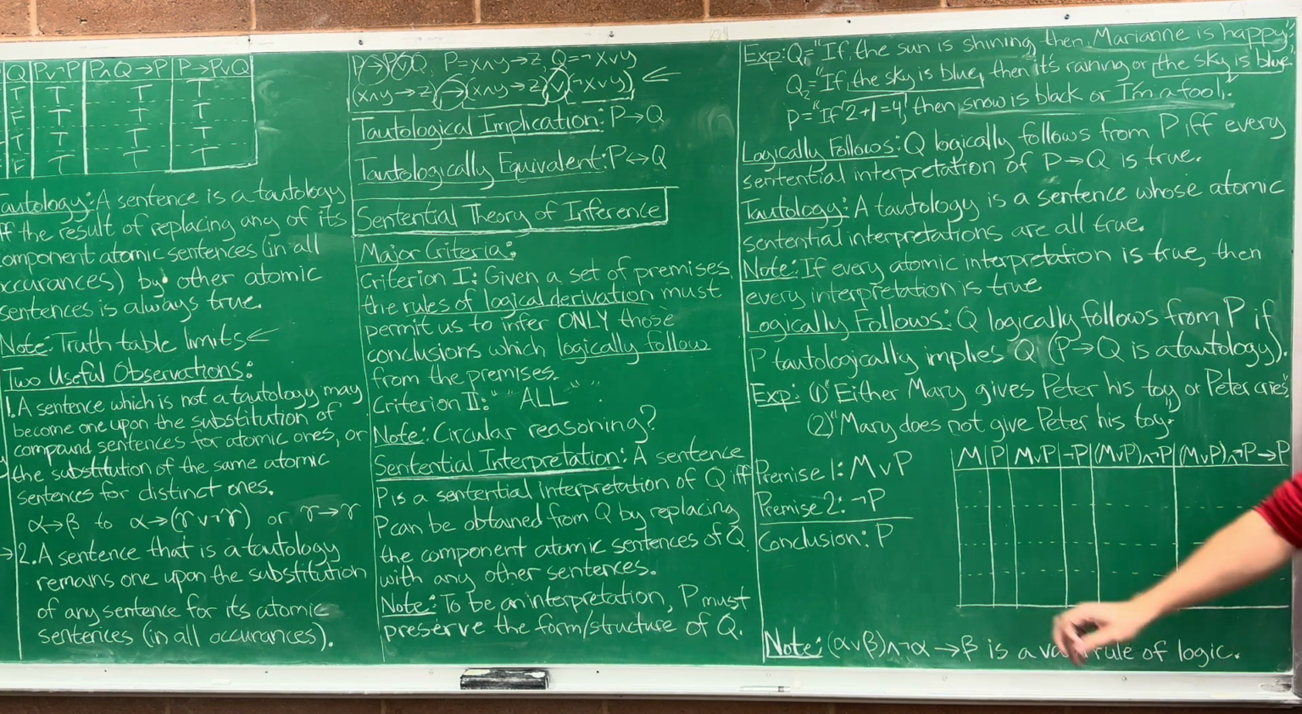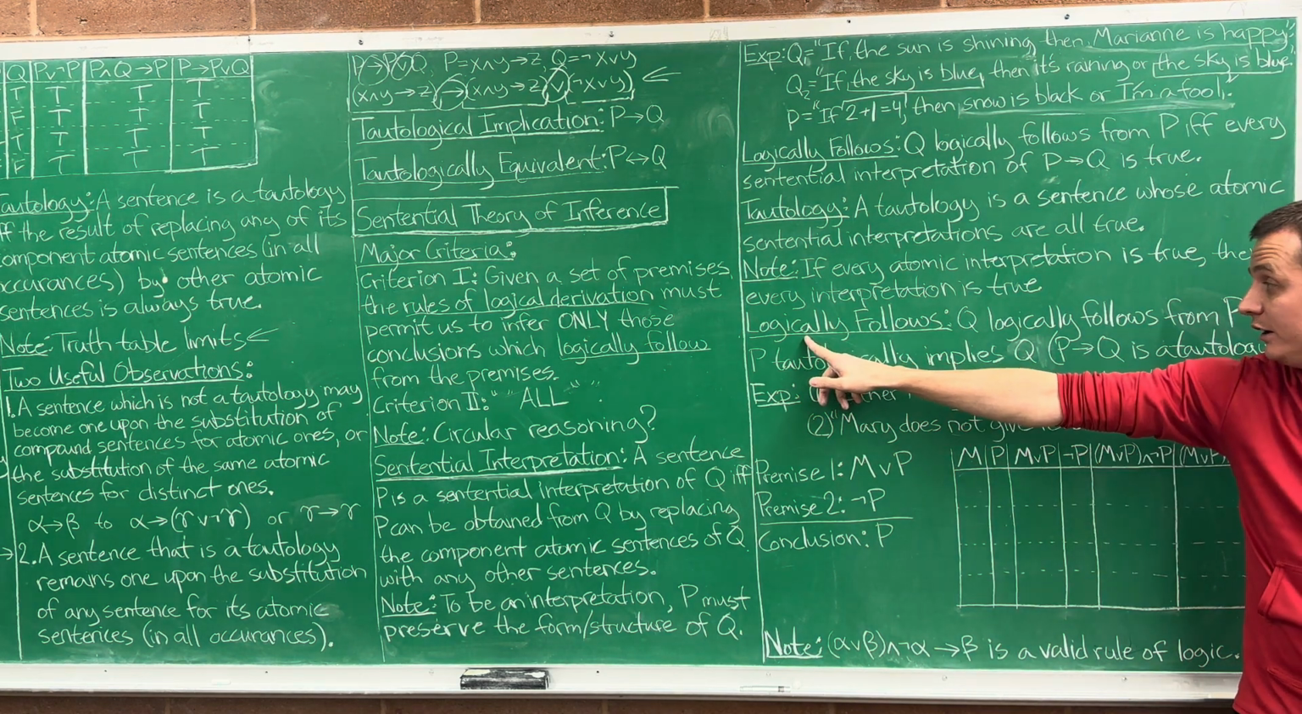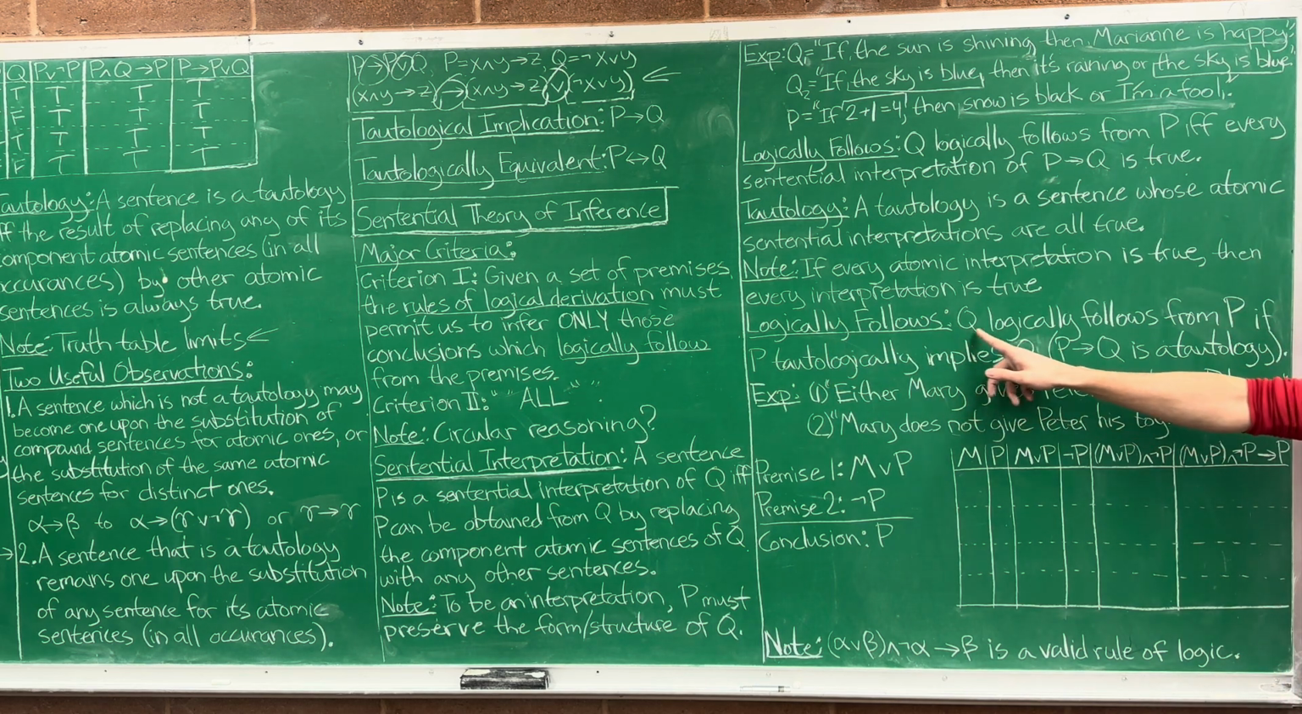Okay, so the criterion for something logically following: Q logically follows from P if P tautologically implies Q. So if P implies Q is a tautology, we are now justified in saying Q logically follows from P. Q logically follows from P if we can show P implies Q is a tautology.